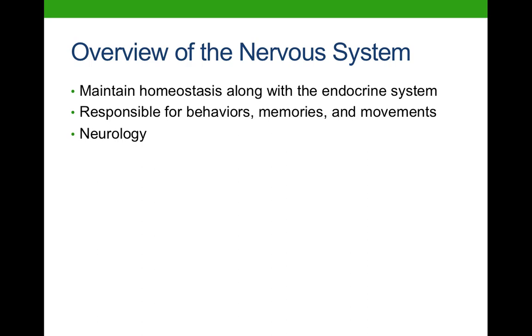An overview of the nervous system. The nervous system helps to maintain homeostasis, and along with the endocrine system, it helps to keep controlled conditions within normal limits that maintain health. The nervous system is also responsible for all of our behaviors, memories, and movements. Lastly, the branch of medical science that deals with the normal functioning and disorders of the nervous system is called neurology.